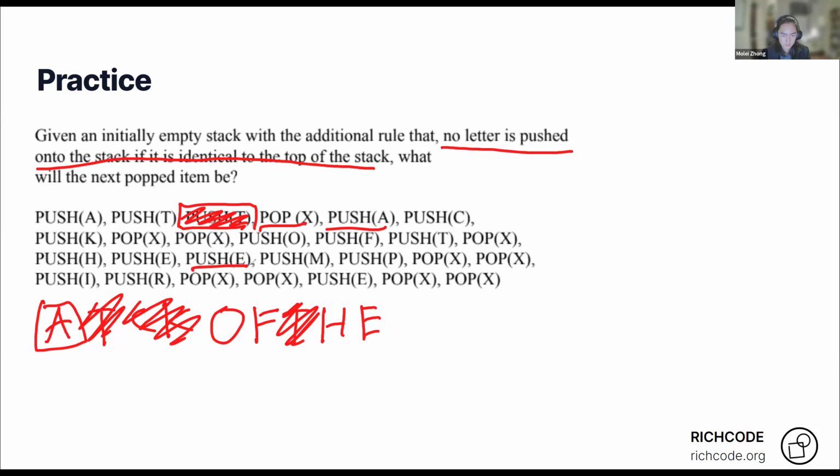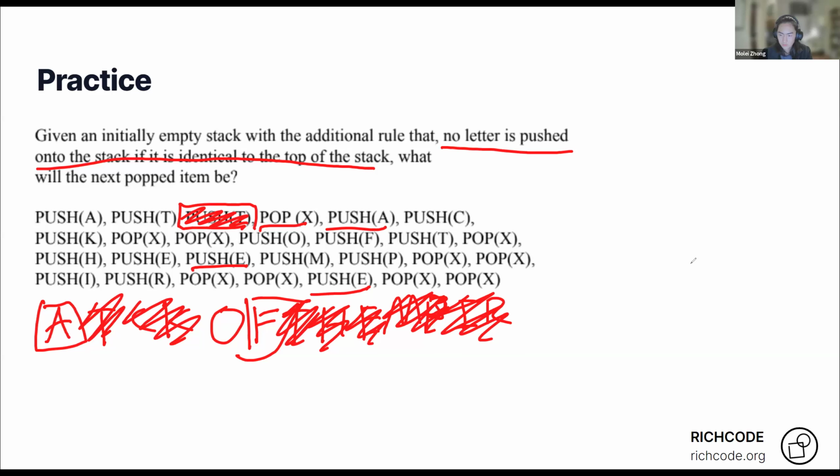So let's move on to M, P, or P. Oops. And we pop out these 2. We push an I, R, we pop twice, and it tells us to push another E, but we can't do that. So we just ignore it. And finally it tells us to pop twice. So we take out this and we take out this. So it's F.